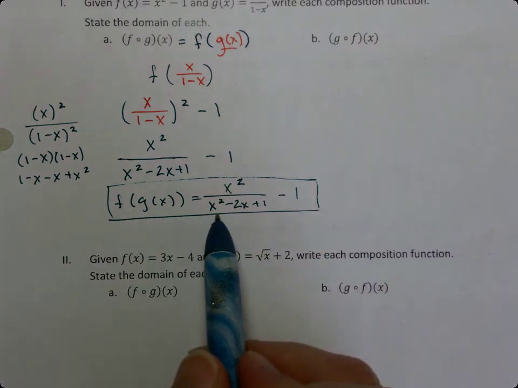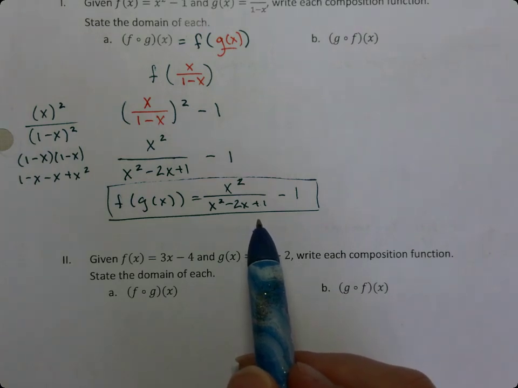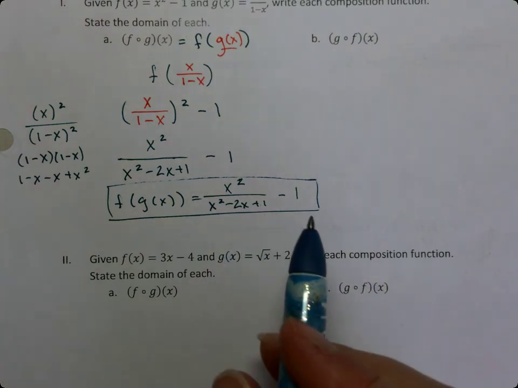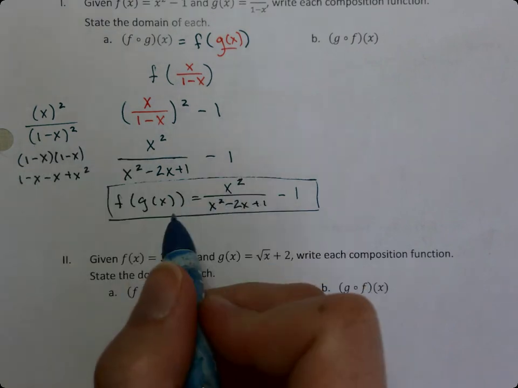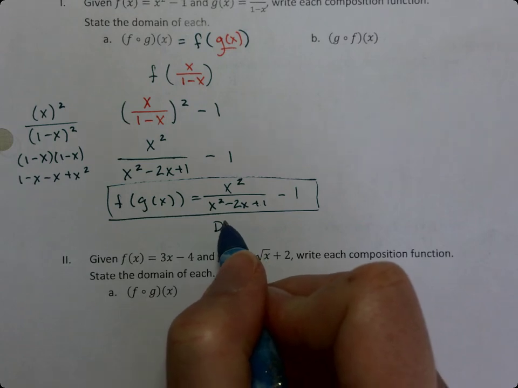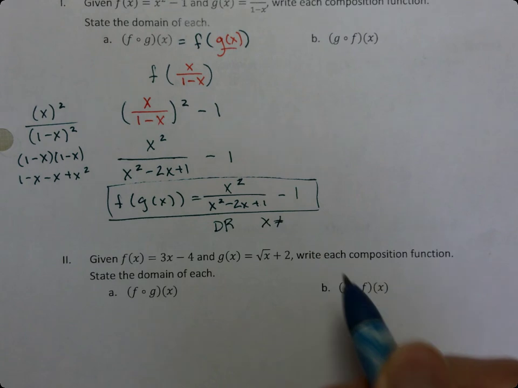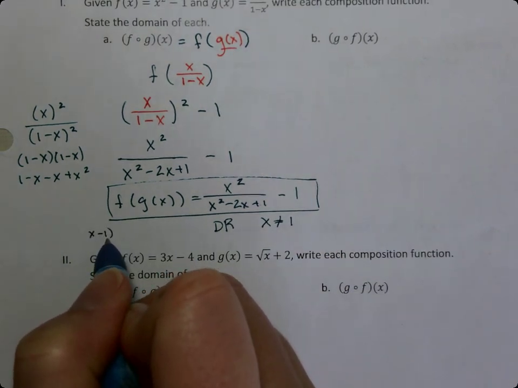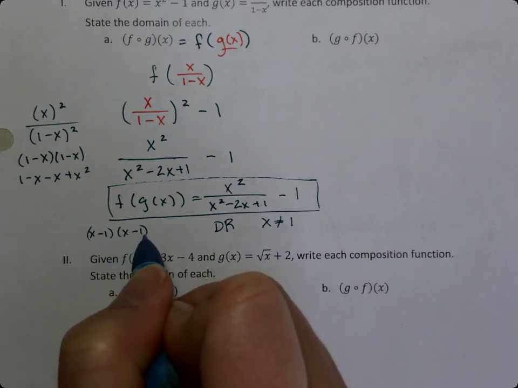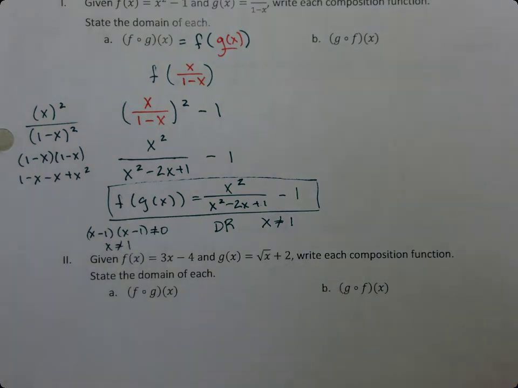Well, I have a denominator, don't I? What can't I divide by? 0. Can't divide by 0. So my denominator came from this over here, didn't it? So my domain, well, I'm going to say domain restriction, is that x can't be 1. Because my denominator came from that x minus 1 times x minus 1, and we don't want it to be 0, so x cannot be 1. So that is my domain.